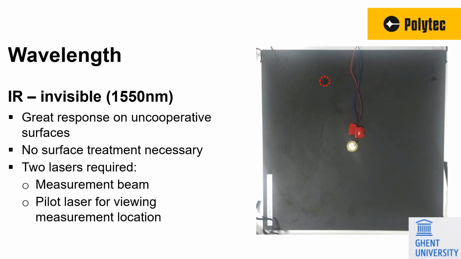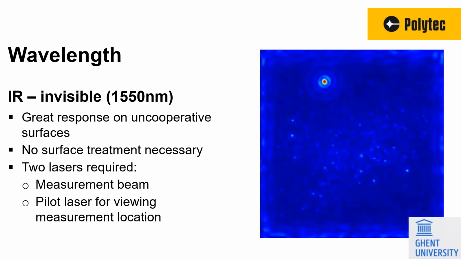However, an infrared-based vibrometer is a little more complex. There are 2 lasers required. An additional pilot laser is needed in order to view the measurement location. On the right-hand side, you see an example of a measurement on a composite panel. This is a very dark surface. In the center, a piezo that emits ultrasonic energy, and the dashed circle basically indicates where the defect is. Looking at the measurement, we see a clear interaction of the ultrasonic wave with the defect.